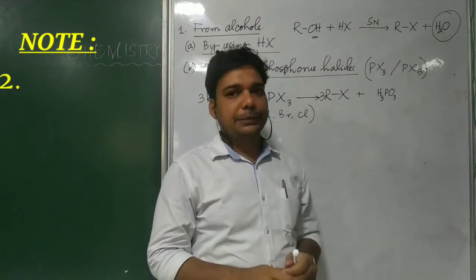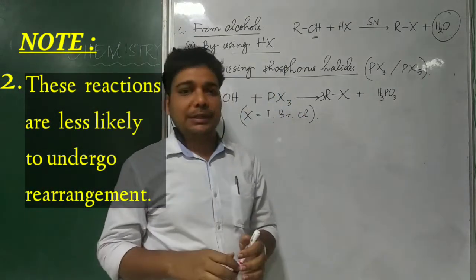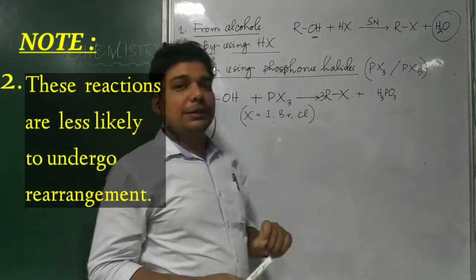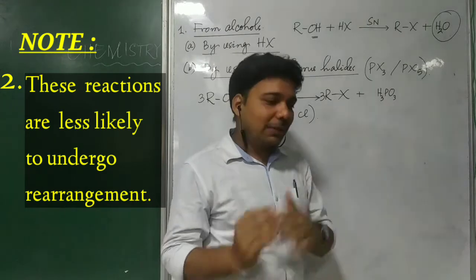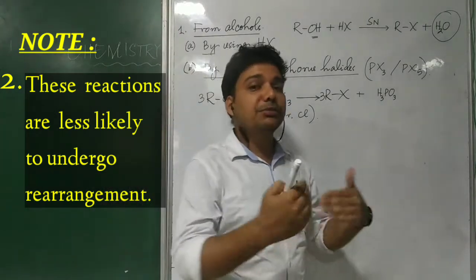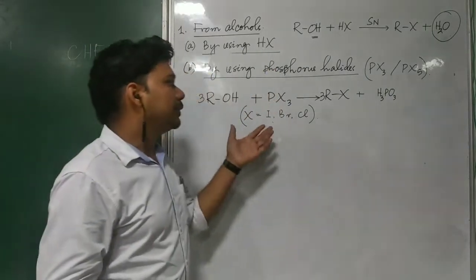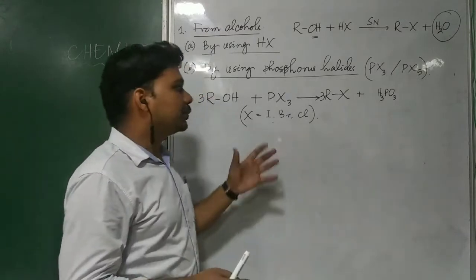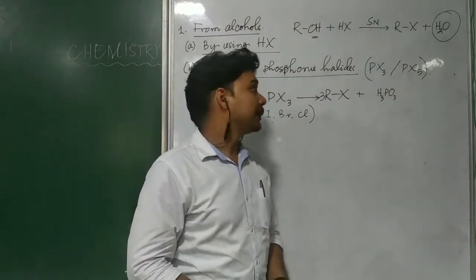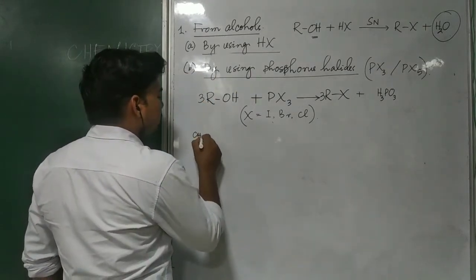The second point: these reactions do not involve rearrangement. In the previous step, when we were dealing with the preparation of alkyl halide from alcohols by using halogen acid, in certain cases rearrangement was involved. But here we need not worry about rearrangement, or about the migration of a hydride ion or alkyl group. Let me consider some examples.